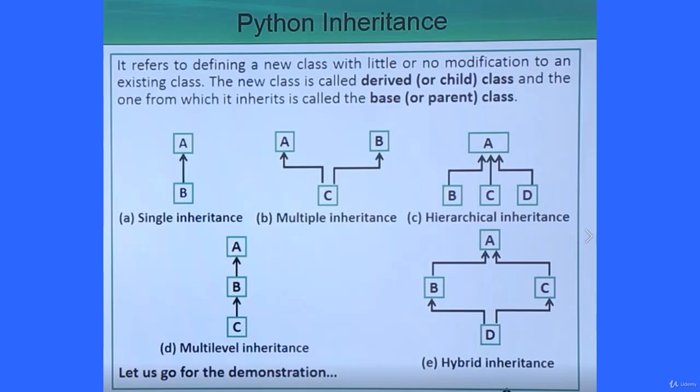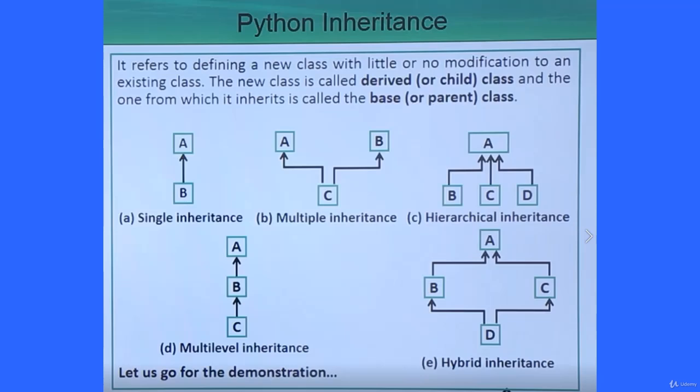We have hybrid inheritance. What is the meaning of hybrid inheritance? Here you see there is one base class, these are the derived classes, and now for this D, B and C are the base classes and D is the derived class. That is known as hybrid inheritance. It is actually nothing but hierarchical multiple inheritance.